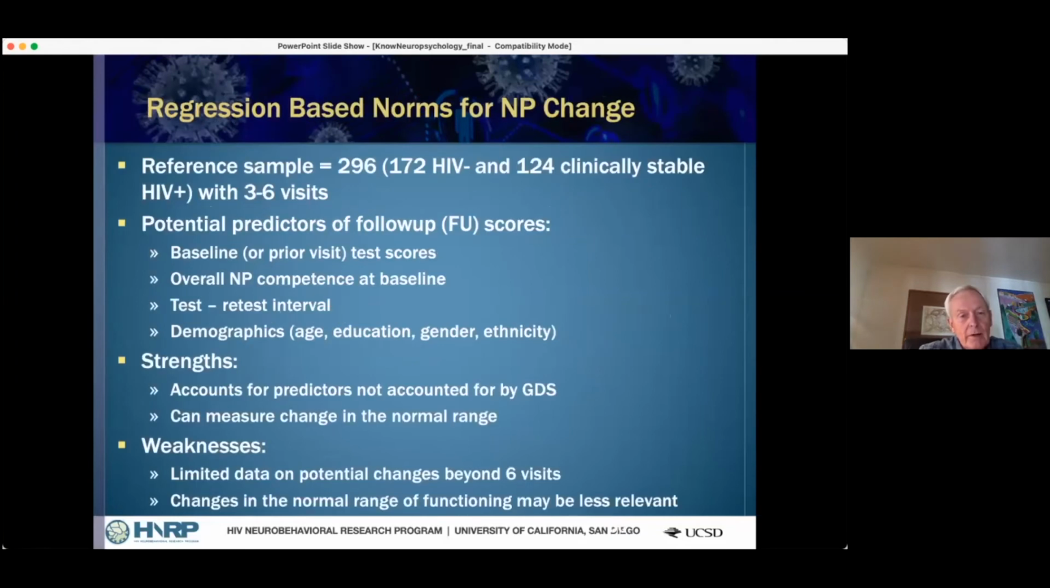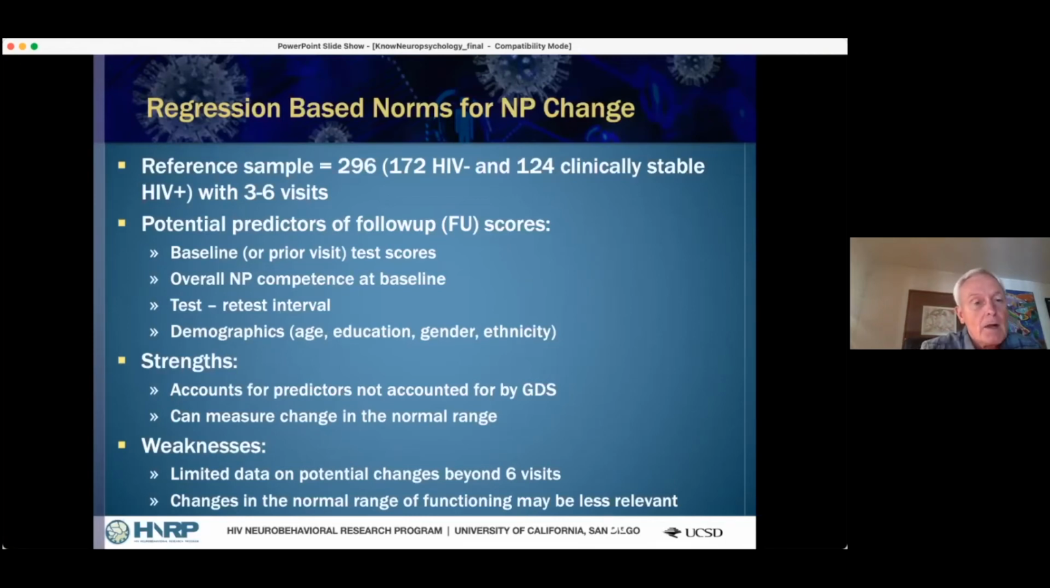So what we did in our HIV work is we developed a sample of 296 clinically stable people with 3 to 6 visits, either with a test-retest interval ranging from 6 months to 2 years. And we had 172 HIV negatives and 124 that are carefully classified as clinically stable HIV positive people who are well treated. And they were not different in terms of how their test-retest results varied over time, how their change varied.